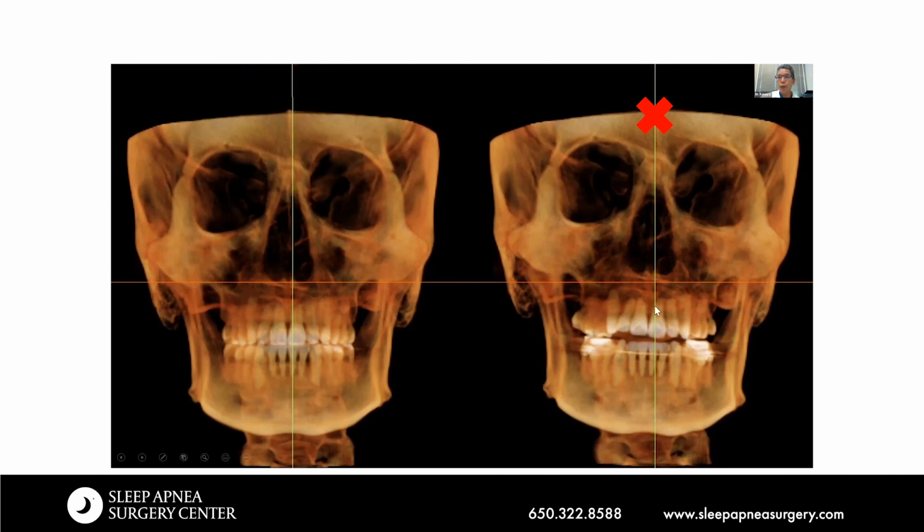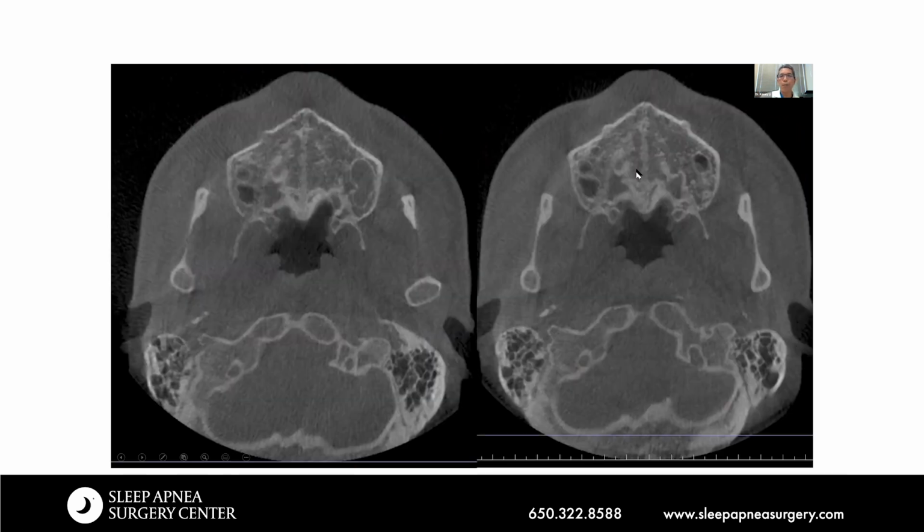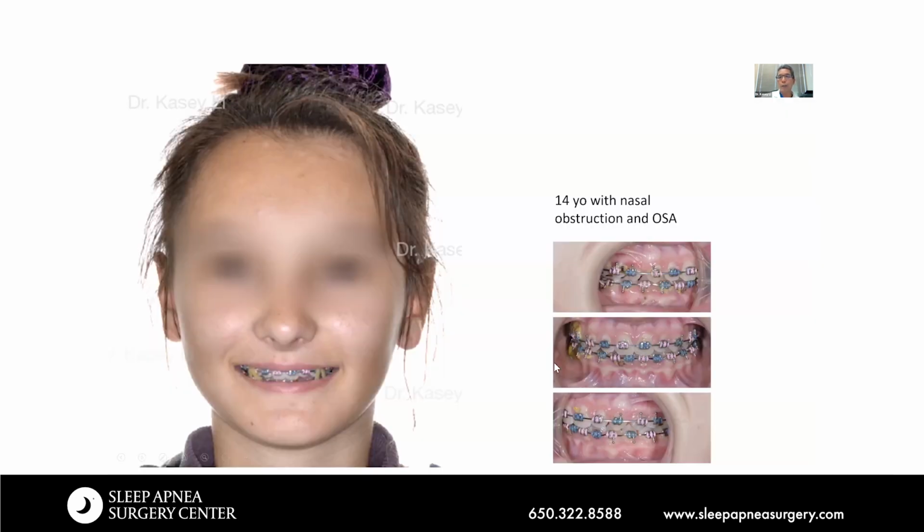You can see that there's no change in terms of the mid-palatal suture, just flaring out of the teeth. And this treatment goes against all principles of orthodontia, in my opinion. You can see the same patient before and post, nothing is changing skeletally.